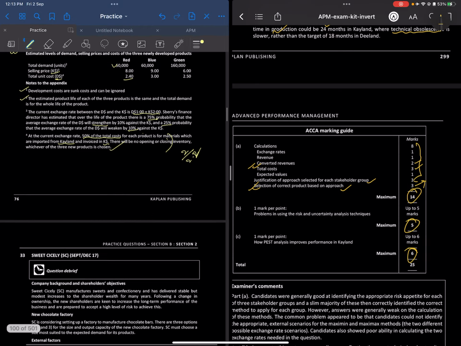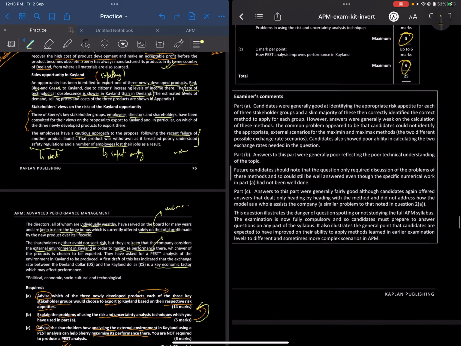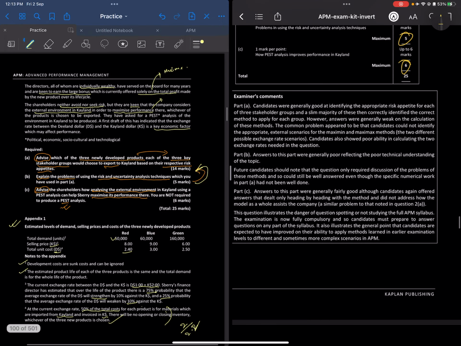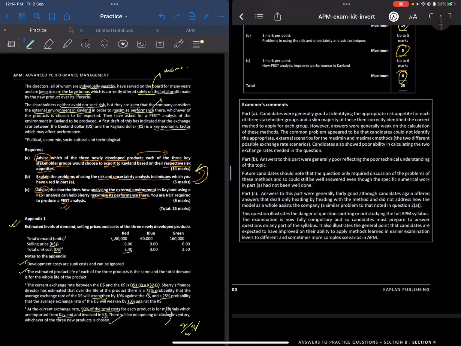Okay, very good. And what is the examiner comment? I'm pretty sure part C, most of them missed it, right? I'm pretty sure part B as well, most of them missed it. So candidates were good at identifying appropriate risk appetites for each of the stakeholders, and a slim majority of them correctly identified the correct method to apply for each group. Slim majority. However, answers were generally weak on calculation of this method.